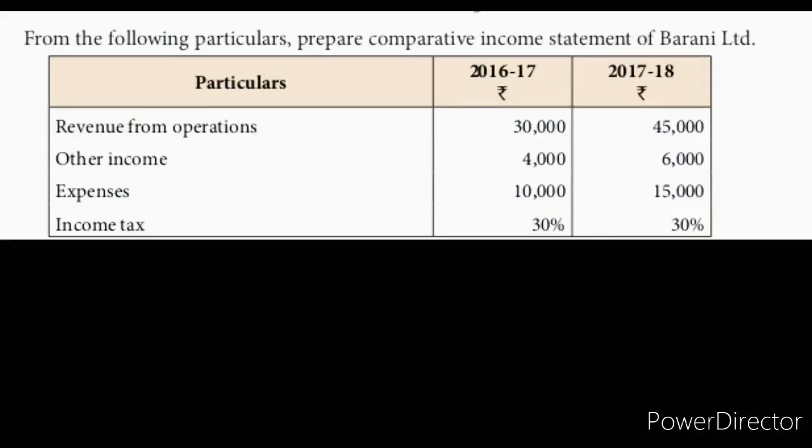Following particulars, prepare the income statement of Mr. Barani. The items given are revenue from operations, other incomes, expenses, and income tax. So here income tax is a new item which we have not seen in the previous sum. So let's go into the sum.